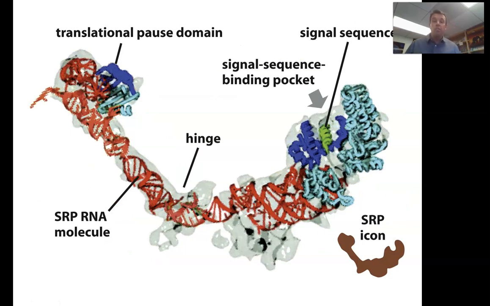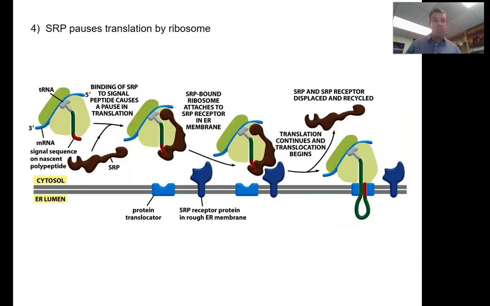This is a visual of the SRP. The SRP is one of those molecules that is made of protein complexes and RNA. So we have protein domains, a lot of alpha helices in this binding pocket here. That's a hydrophobic binding pocket for the signal peptide. And this hinge is made of RNA, and this binding causes the hinge to swing, and that's what's going to pause the ribosome.